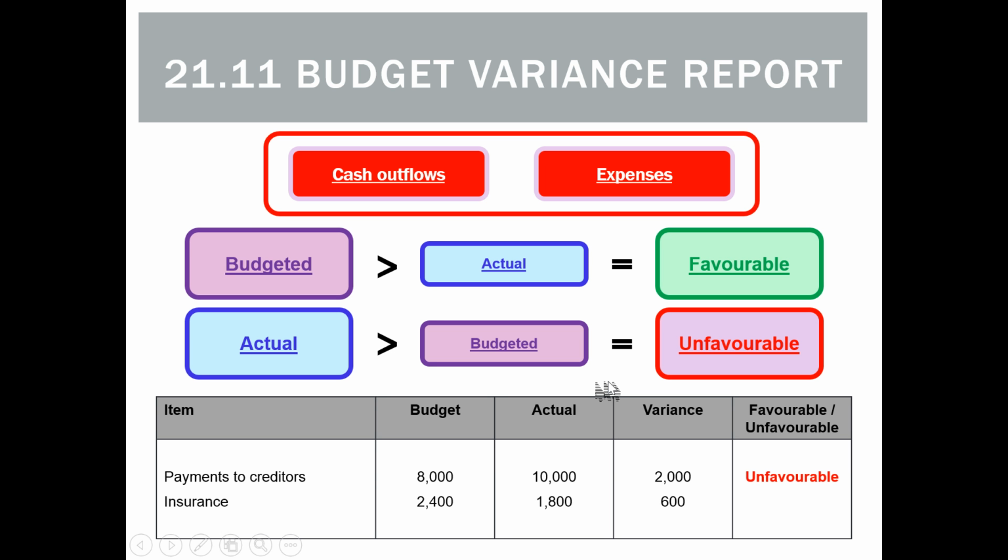If we had the insurance expense, the budget was $2,400. It was actually only $1,800. That's a variance of 600, and that would be a favorable result based on the fact that the budgeted amount was higher than actual. Likewise with wages, wages were actually lower than we'd planned, so that's classified as a favorable result.